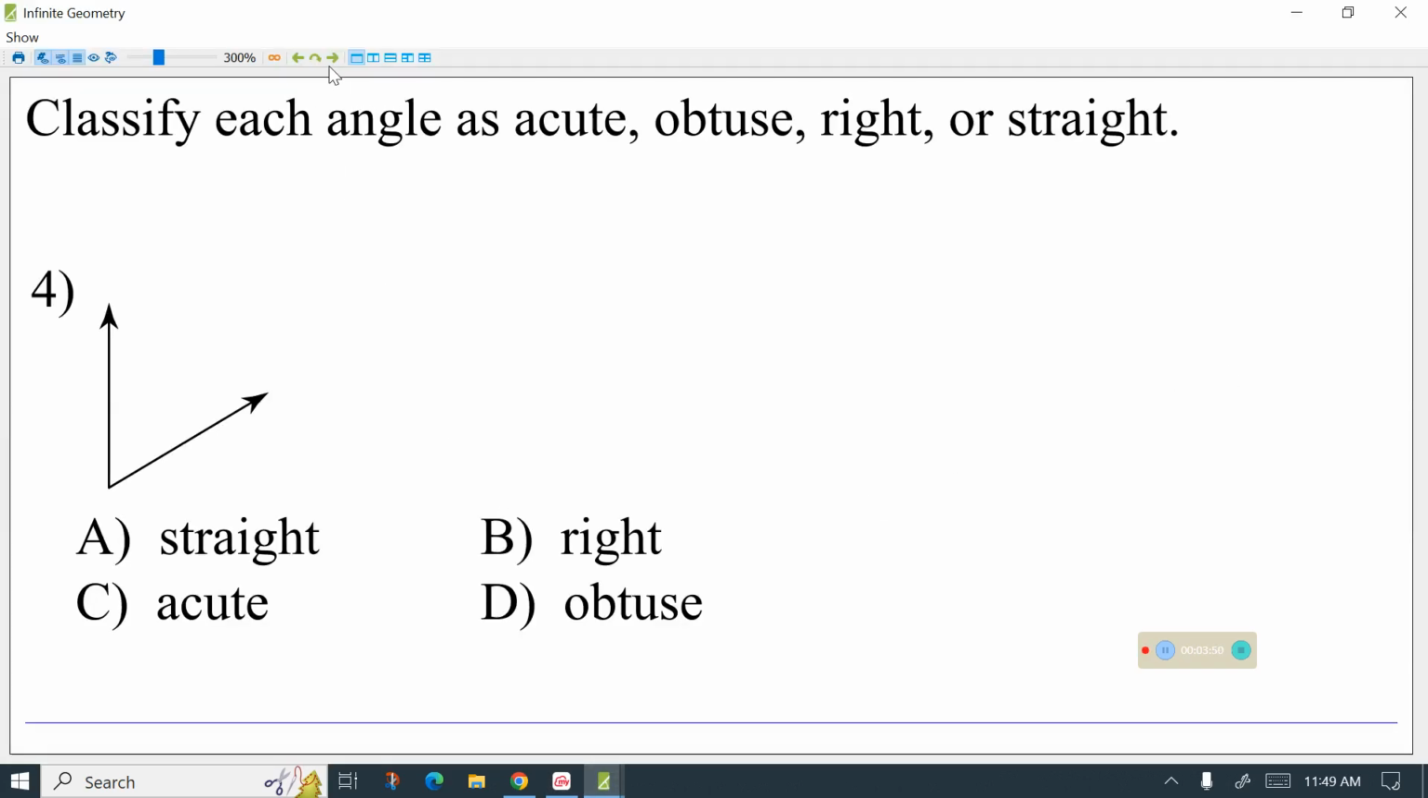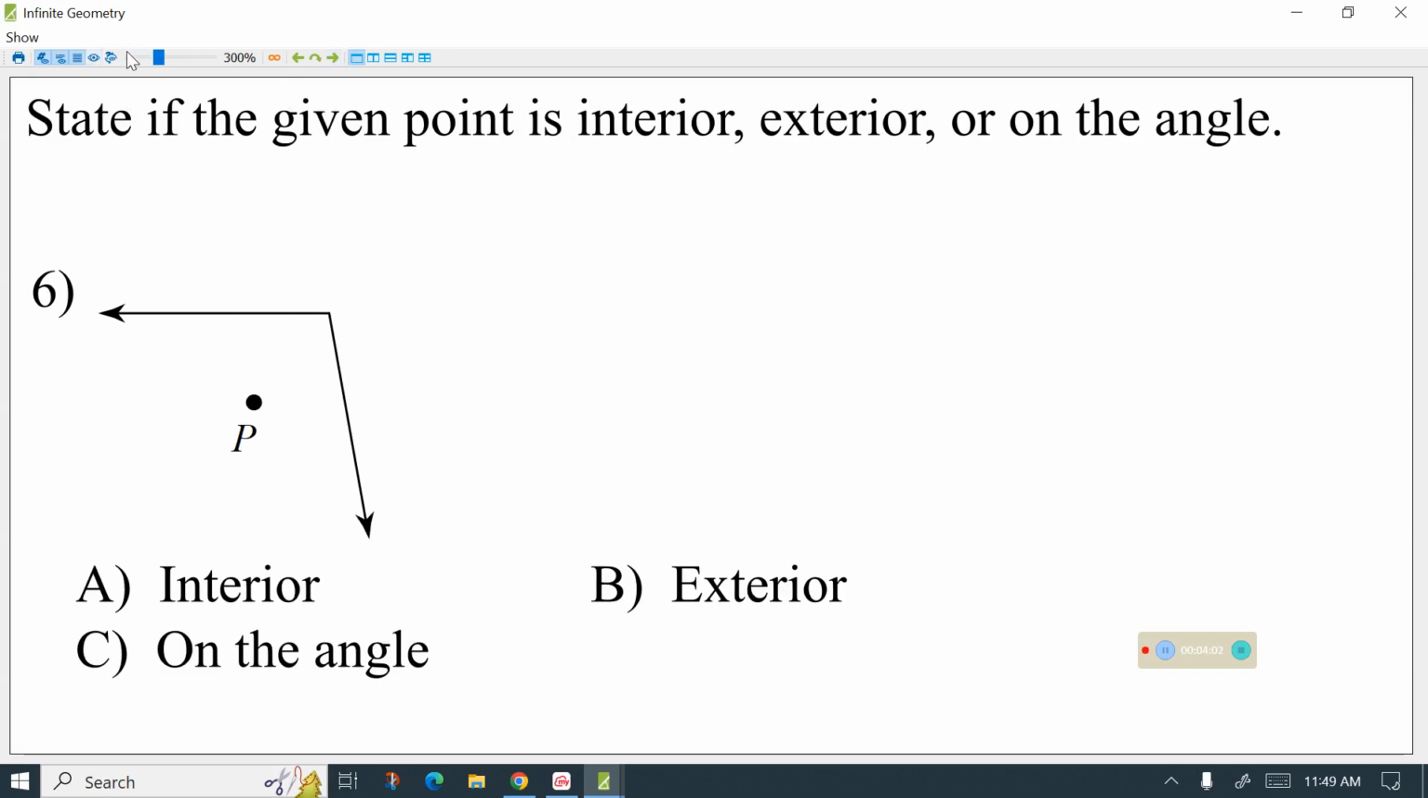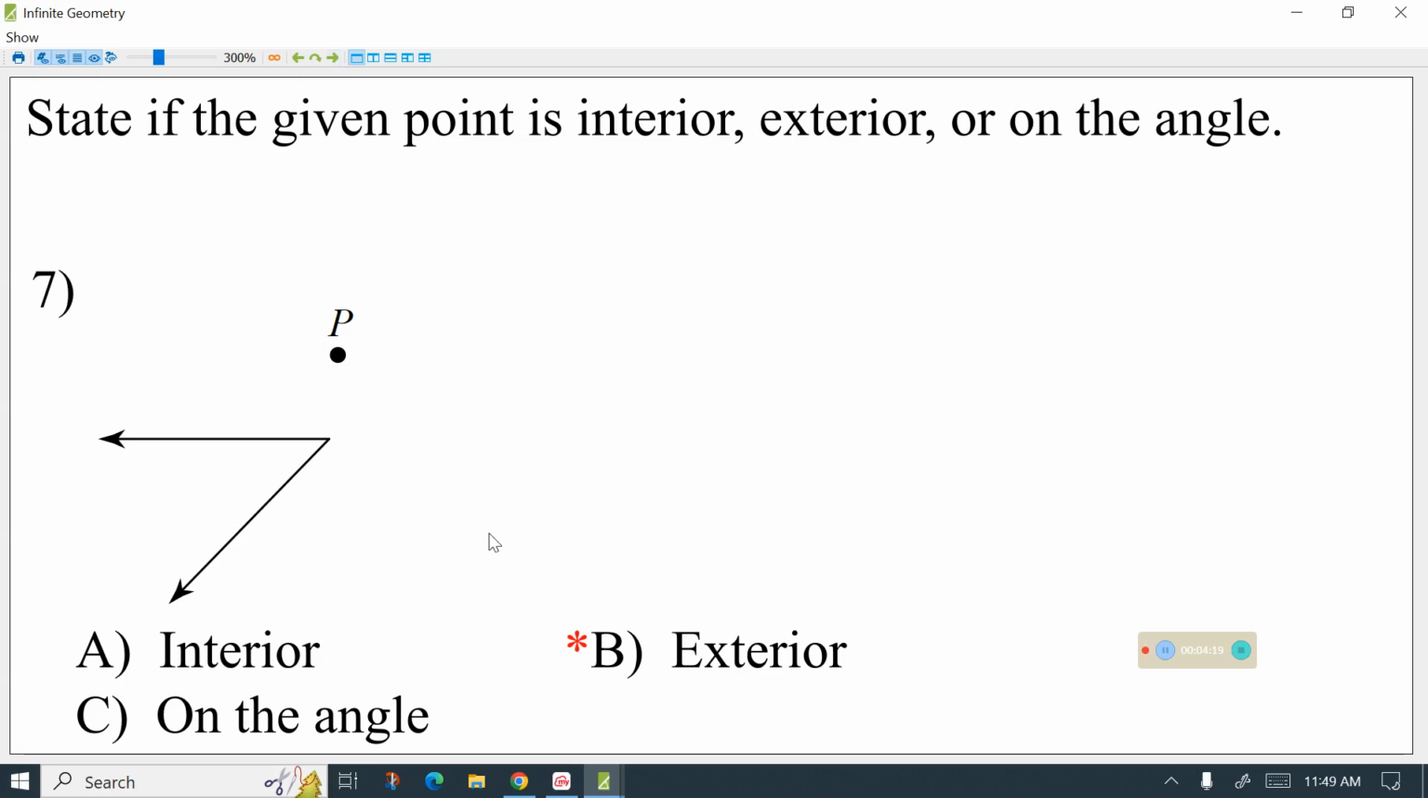Then we go move to number 5. All right, number 5, make your choice, okay? This angle looks bigger than a 90-degree angle, so we should have obtuse in this case. Okay? In this case, we want to understand that interior means that a point is inside, on the inside region of an angle, and exterior means it's on the outside, okay? So if you don't understand this, we should talk about it, but I'm hoping this is self-explanatory, okay? So we would say that the point P is interior in this example, and in this example, number 7, it's exterior, okay?